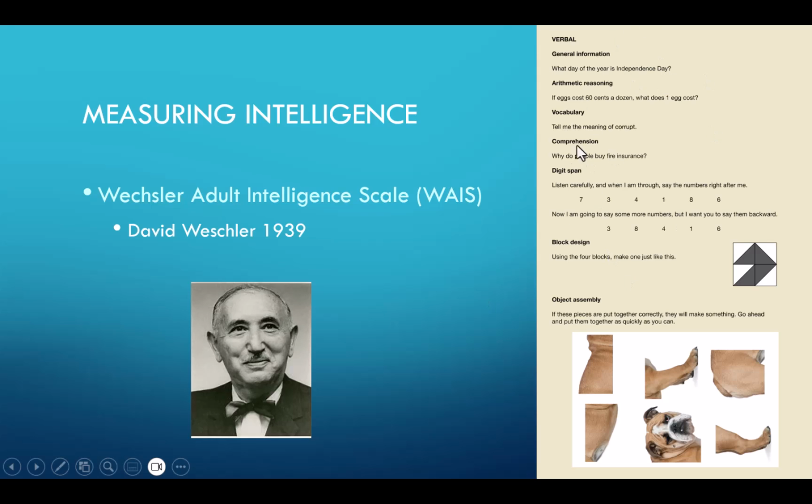And here just gives you some examples of different types of questions. So general information: what day of the year is Independence Day? Arithmetic reasoning: if eggs cost 60 cents a dozen, what does one egg cost? So this just gives you some examples of different types of questions on the Wechsler Adult Intelligence Scale.